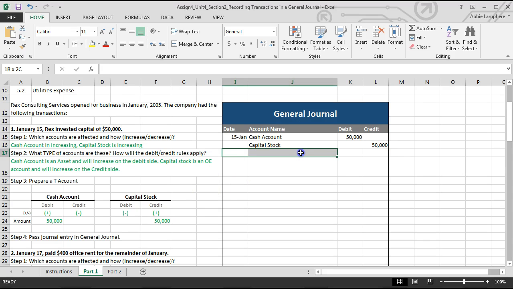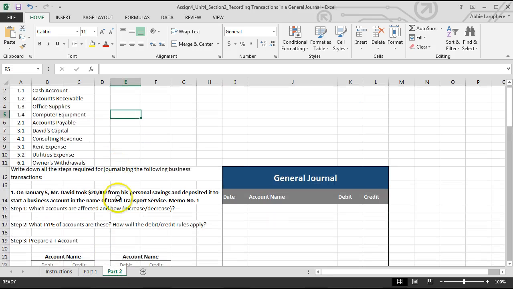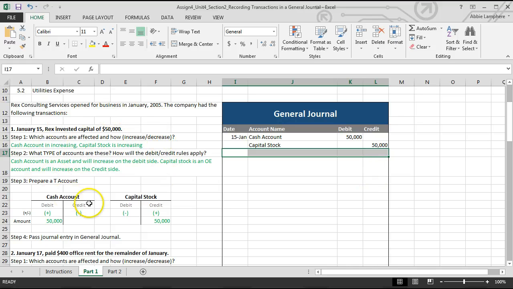And we discussed in class that on this third line is where you would put your source document. In this Part 1 tab, they left that step out just so you would focus on the rest of the transaction. In Part 2, though, is where they start to give you those source documents, like this memo number 1, and that's where you would record that on the third line. But since we didn't get a source document for this, we don't have to record anything on that third line. Okay?